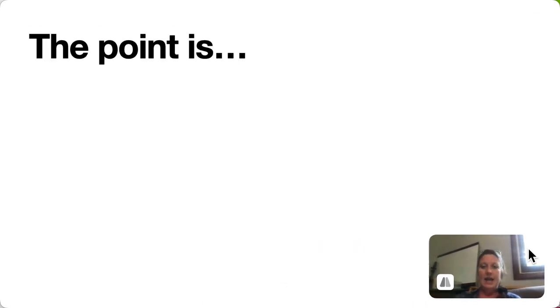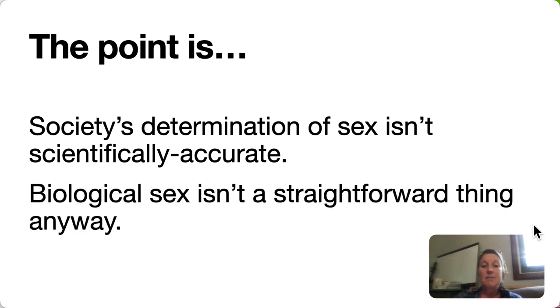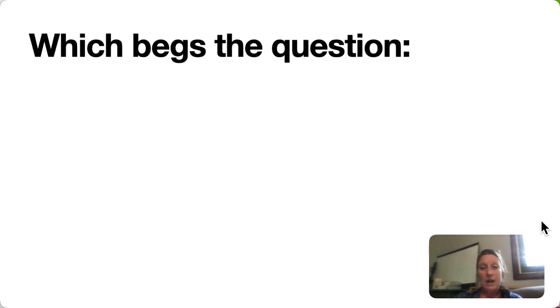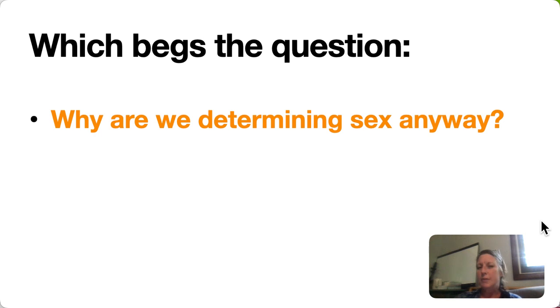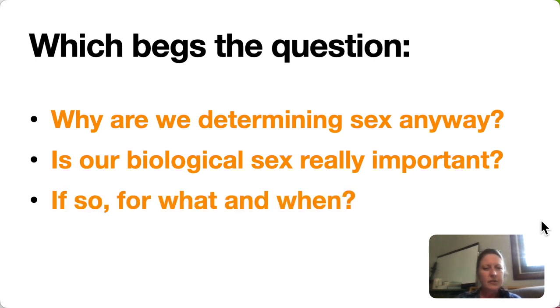The point is that society's way of determining sex isn't scientifically accurate. Just looking at the genitals is not an accurate way to predict someone's sex, and biological sex isn't a straightforward thing anyway. It's not either-or. There are lots of options. And this begs the question, why are we determining sex anyway? Really, think about it. Is our biological sex really important? And if so, what for and when?